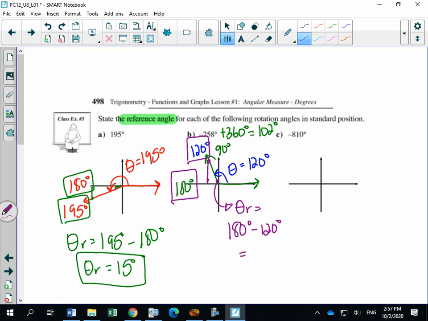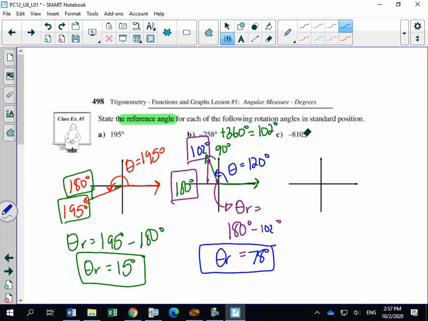Sorry, not 120, 102. Let me fix that. This should be 102, and this should be 102. 180 degrees minus 102 degrees gives you a reference angle of 78 degrees.